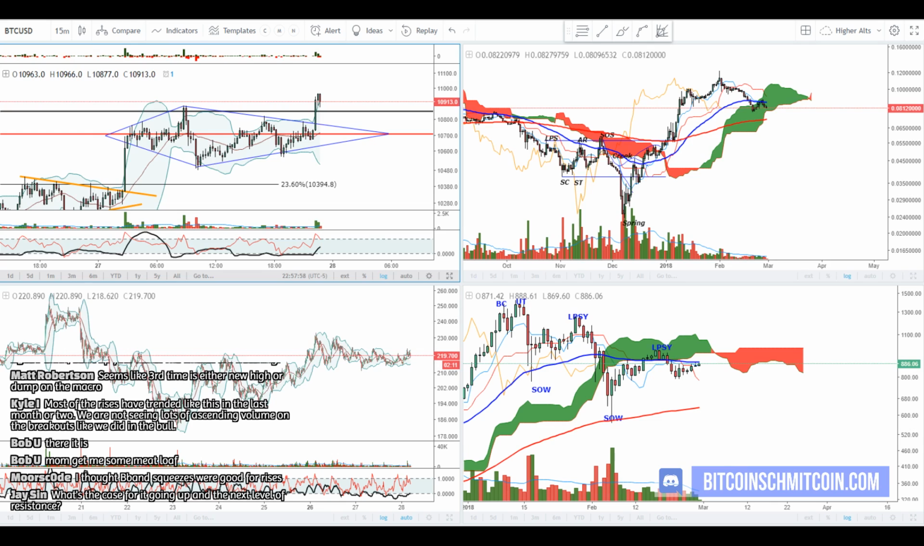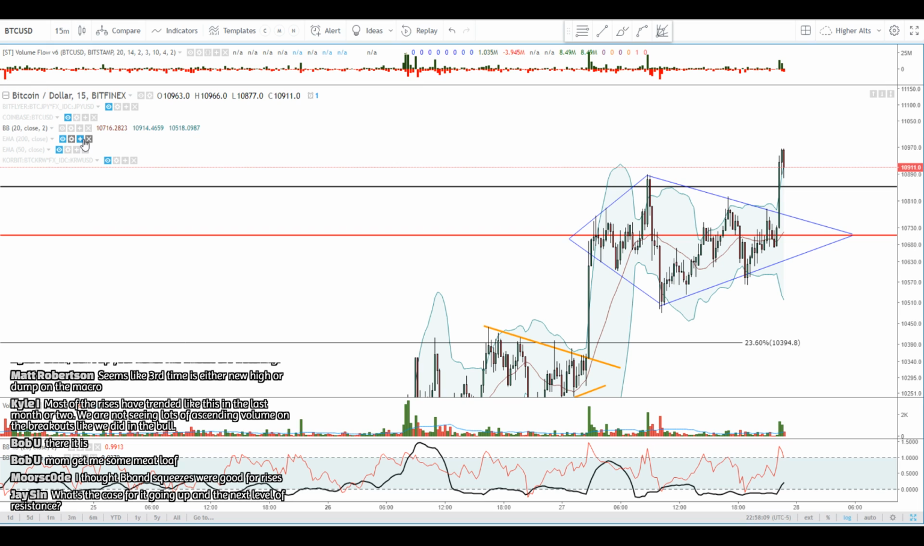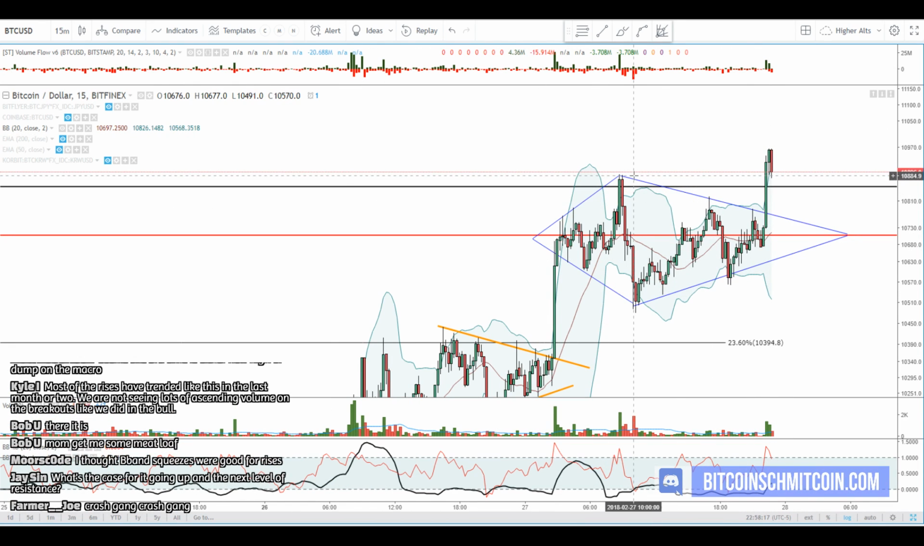I thought B-band squeezes were good for rises. No, B-band squeezes are just consolidation. B-band squeezes can break down or break up. For example, I'll show you an example with Bitcoin here. So if we look at the macro, oh, we're starting to see a little bit of pullback again. It's retesting the high.